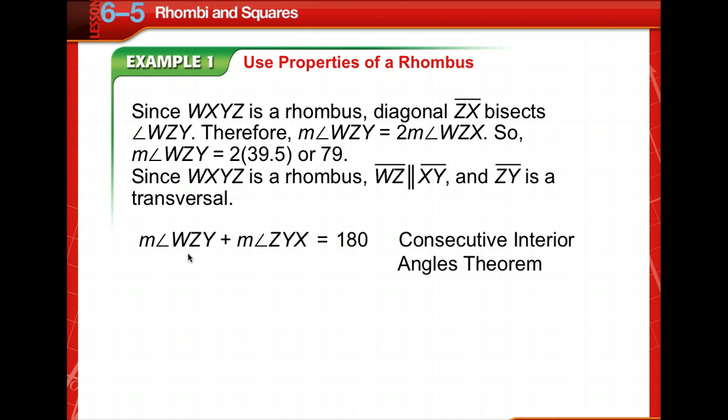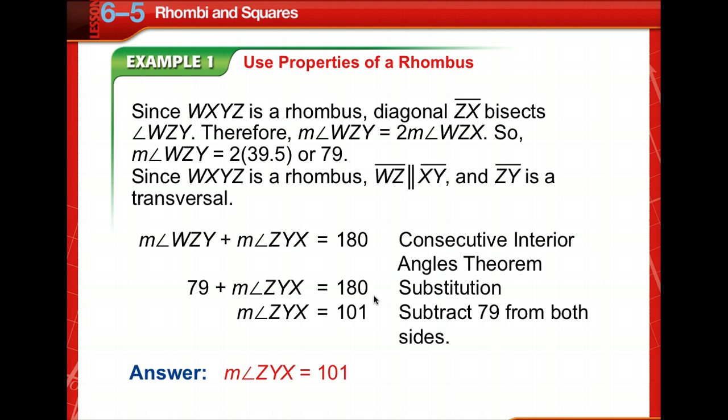So since WXYZ is a rhombus, we know that WZ is parallel to XY and ZY is a transversal. Since we have a transversal, we've got consecutive interior angles. We can use that theorem, and we know that they're equal to 180. We know the measurement of one of the interior angles is 79, and we know that both of them together would be 180. So we can subtract and get the measurement of ZYX is equal to 101.